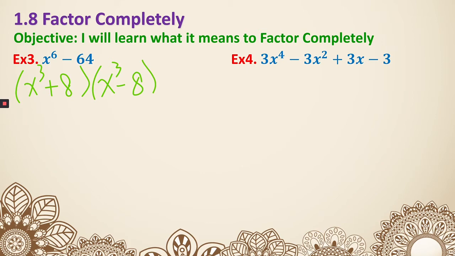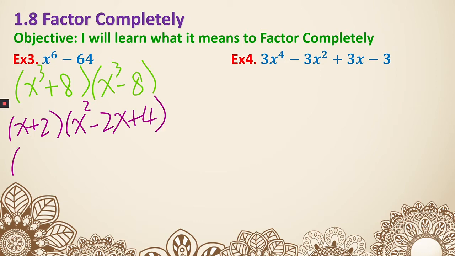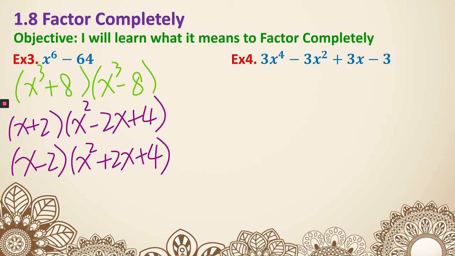And now if I pay attention, both parentheses have x cubed, and 8 is also a cube. That means now I can use the cubes formula to deal with both of them. The first one, I will get x plus 2 times x squared minus 2x plus 4. The second one, I will get x minus 2 times x squared plus 2x plus 4. So altogether, I cannot factor anymore. That means all that is the answer for example 3.